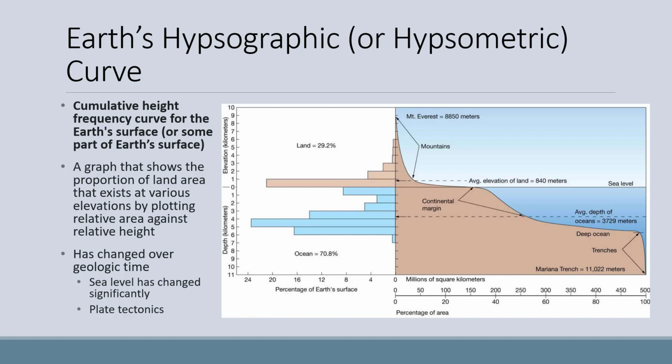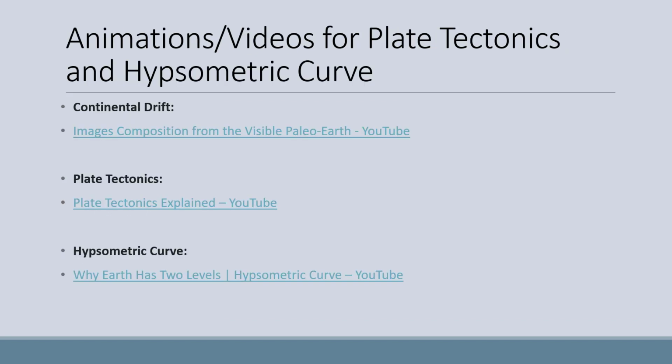That's what we're looking at here with the vertical bar graph on the left, with brown being above sea level and the blue being below sea level. You can see that a majority of the above sea level land occurs right near sea level. It's just above it, whereas a majority of the land below sea level occurs at intermediate depths and also towards the surface. The hypsographic curve for Earth has changed significantly over geologic time due to sea level change and due to plate tectonics. If you want some more background on either continental drift, plate tectonics, or hypsometric curves, these are some helpful YouTube videos.